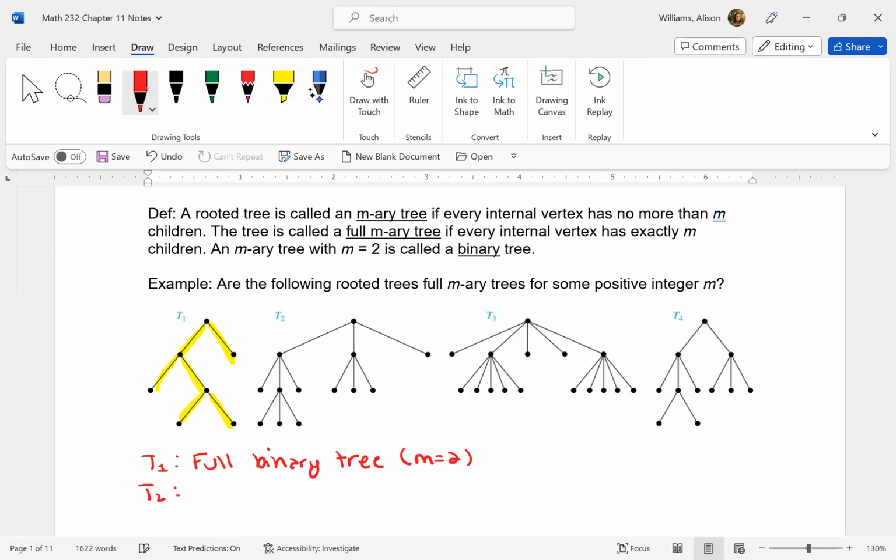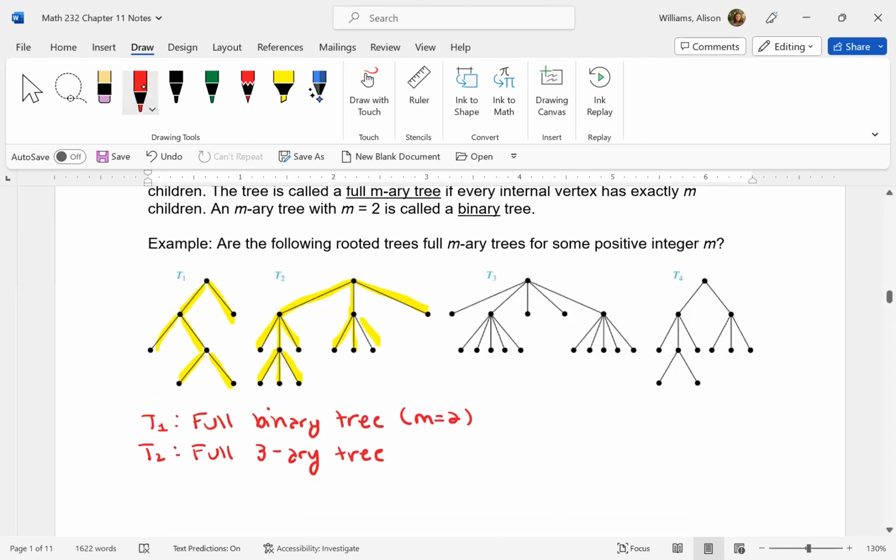All right, let's look at T2. So in this one, we start off with 3. This one has 3. This one has 3. And this, okay, again, everybody that has children has 3. So that would be a full 3-ary tree. So that's how we say that. T3. So this time, 1, 2, 3, 4, 5. This one has 1, 2, 3, 4, 5. And this one has 1, 2, 3, 4, 5. So again, full 5-ary tree.